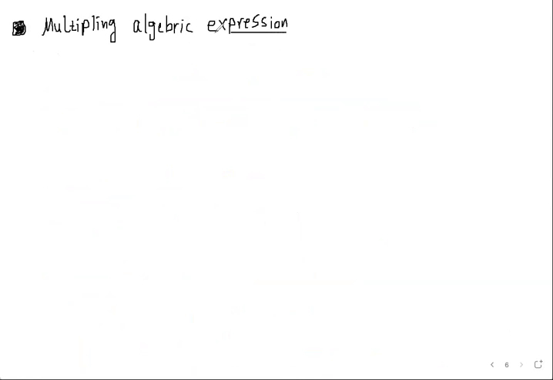Okay. So I will start by using an example to explain this idea. For example, find the multiplication of these two polynomials: 2x plus 1 times 3x minus 5.